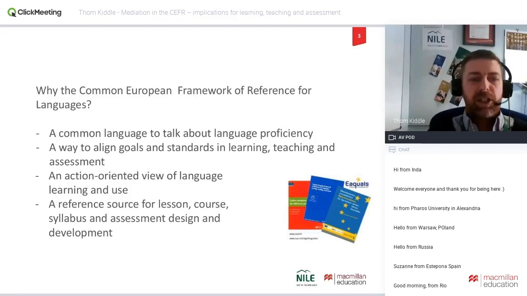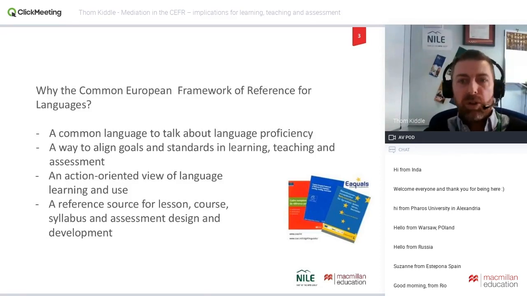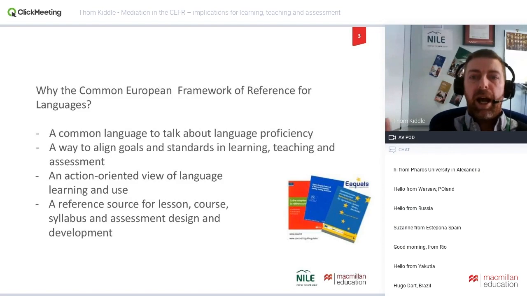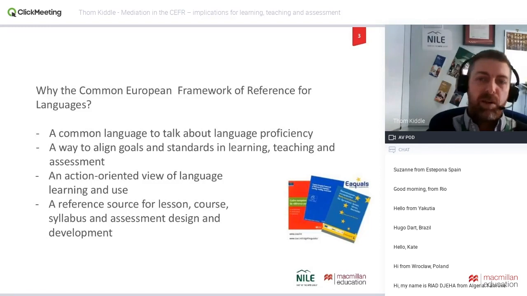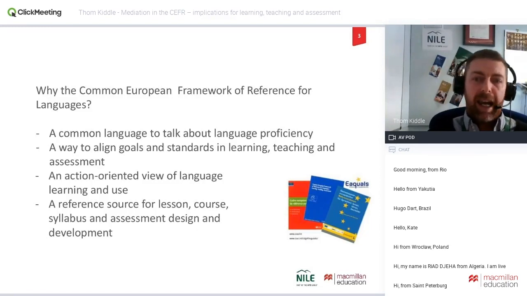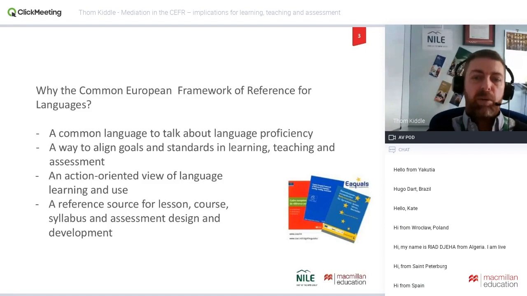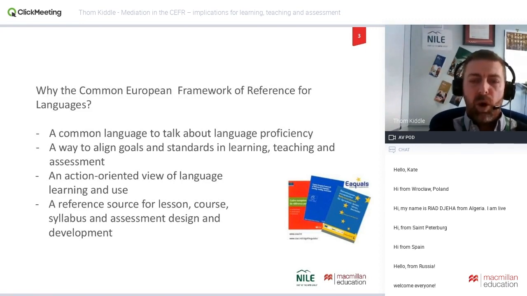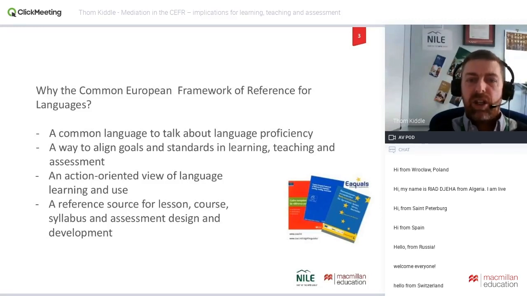It's also had a massive impact on the way we align goals: goals that students set for themselves, goals that we set for students, goals that institutions set for students, goals that national education ministries set for students, the standards we want people to achieve, the standards that are appropriate for different language use contexts in the learning of languages, and the standards we're trying to achieve in the teaching of languages, and also in the assessment and measurement of language proficiency, what we mean when we're talking about achieving a standard or setting a standard in relation to this common way of talking about language proficiency.